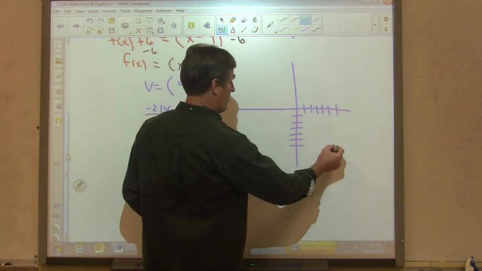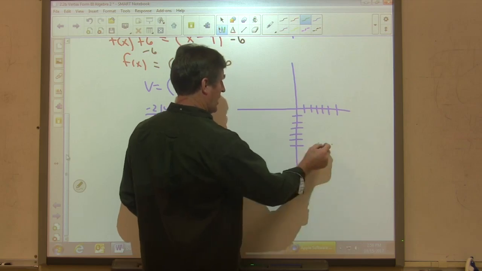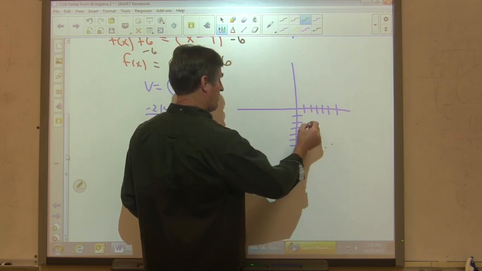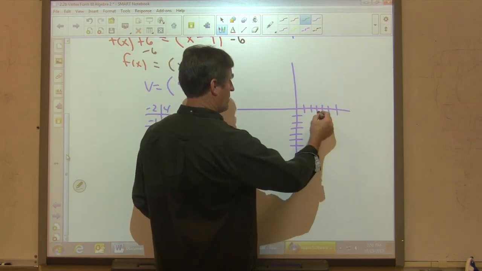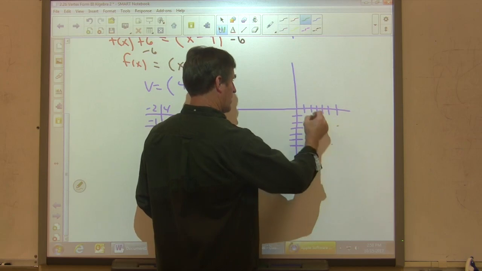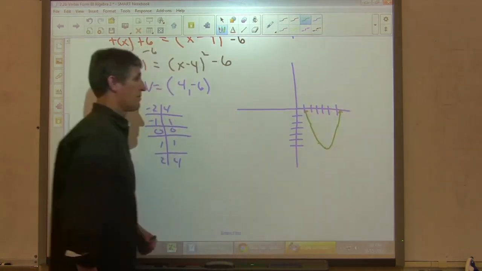But we're just going to go over 1 up 1 and over 1 up 1. And then over 2 up 4, and over 2 up 4. And so we get a graph that looks something like that.